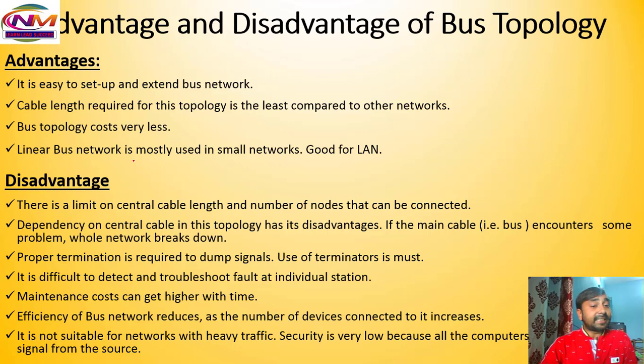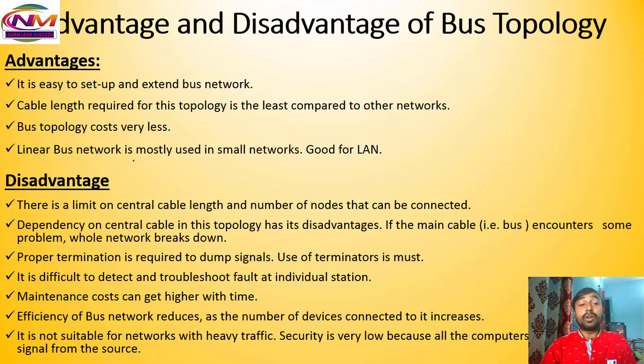Now the disadvantages are also there. There is a limit on central cable length and the number of nodes that can be connected. There is a limit on the central cable because the central cable has a capacity for how many computers and nodes can be connected. If we connect more computers than its capability, it will not work smoothly and there is a chance of data loss. Sometimes the keyboard or mouse or system will not work properly.